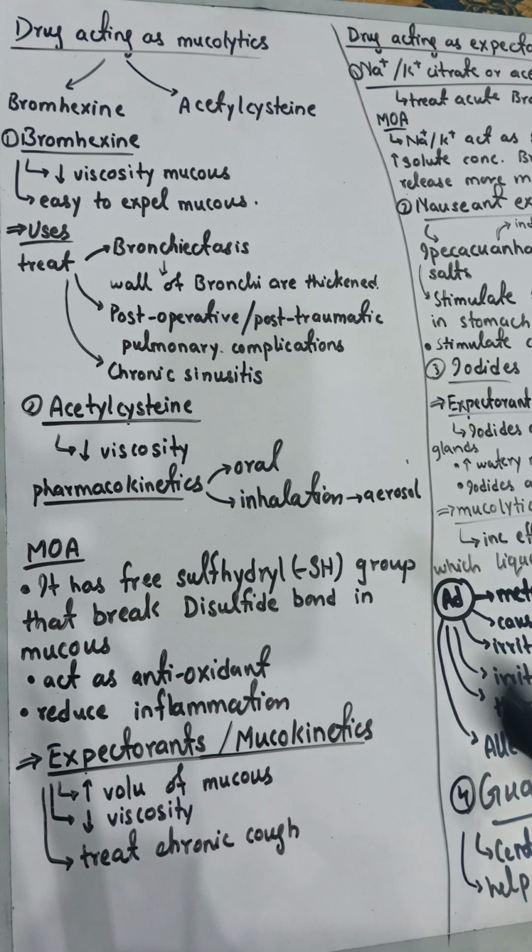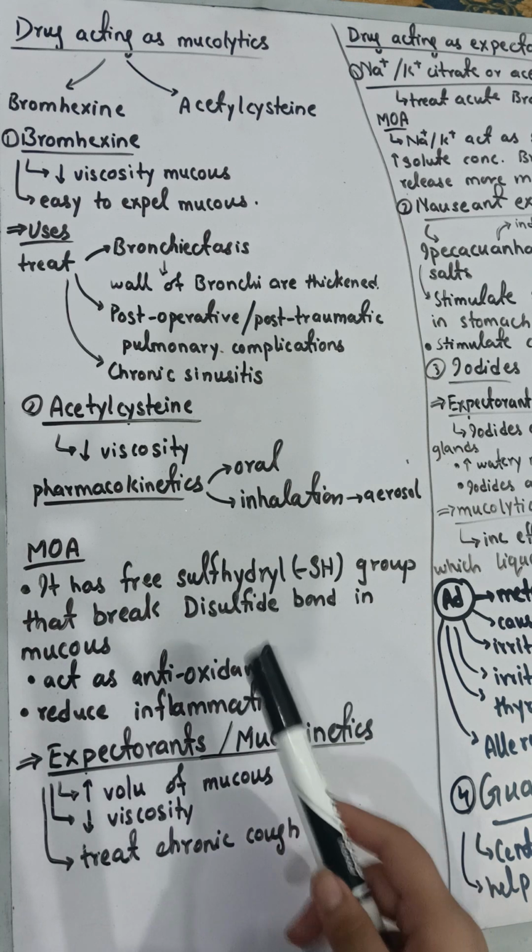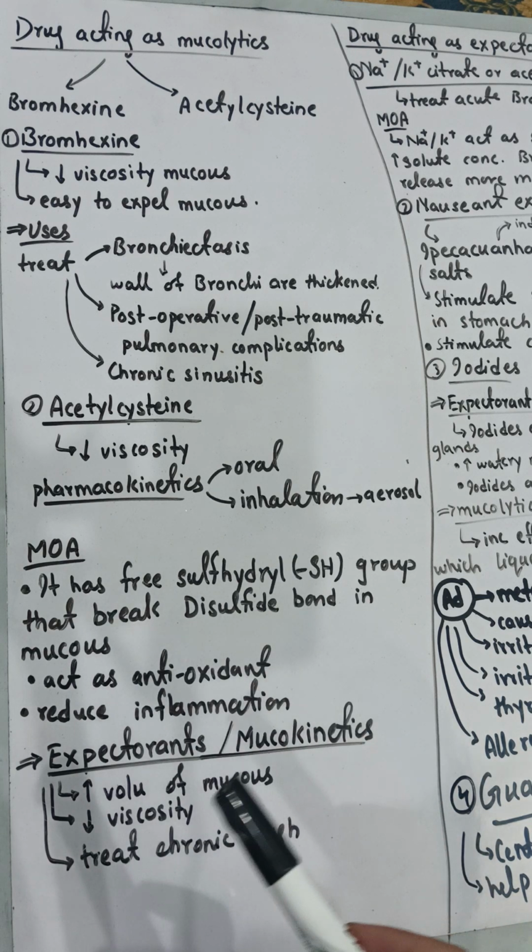In the previous lecture we discussed the structure of mucus, that it contains various kinds of bonds like disulfide bonds, hydrogen bonds, and intermolecular van der Waals forces between them. So we need to break these bonds. Acetylcysteine breaks these bonds and dilutes your mucus.